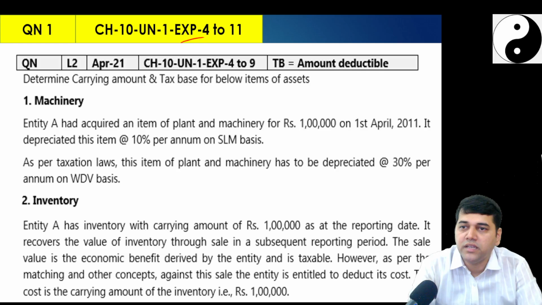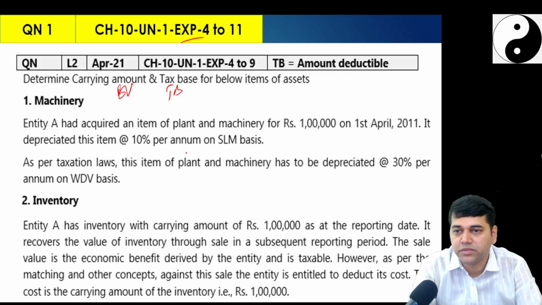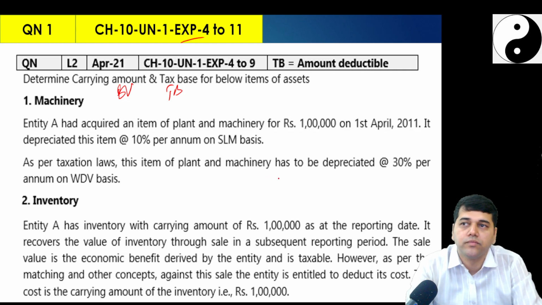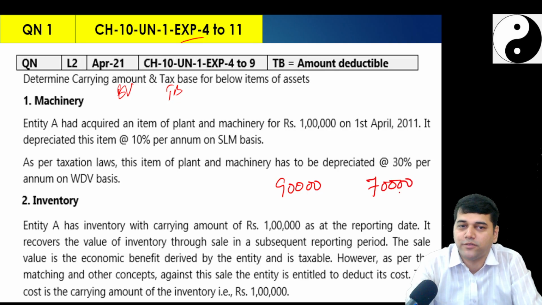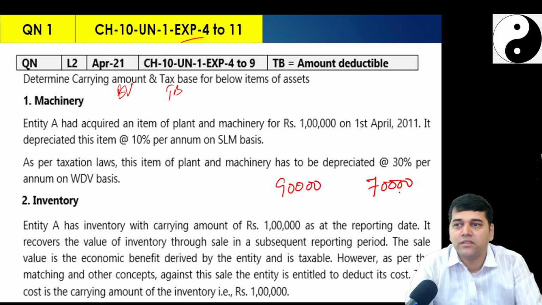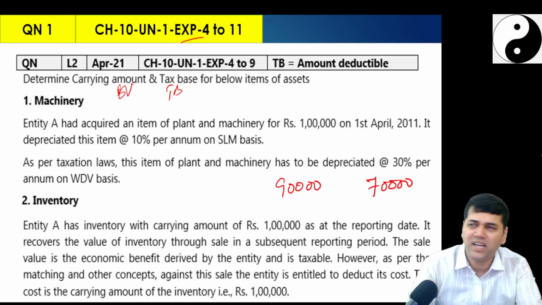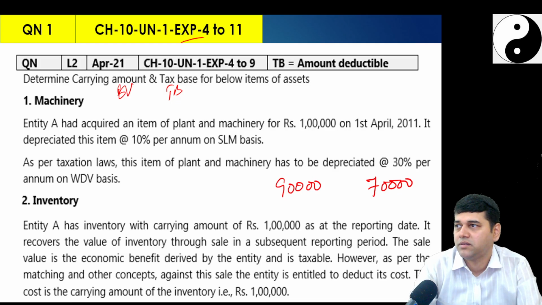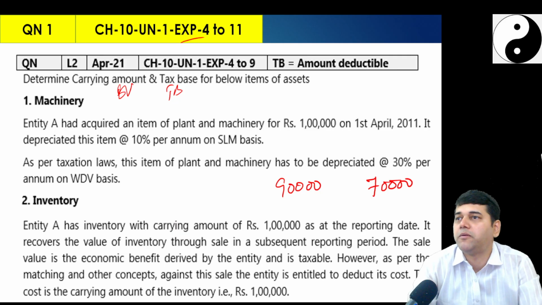What they asked me: determine the carrying amount, which is nothing but the book value, and the tax base for the below items. Tell me the first one. Machinery acquired 1 lakh, depreciation on SLM 10%, taxation law gives you 30% deduction. What is my book value? Okay, if you want, you can note, and tax base 70,000. Very good, perfect, done. If you want, you can note down, otherwise you can just discuss with me, because it's just an example to warm up exercise.